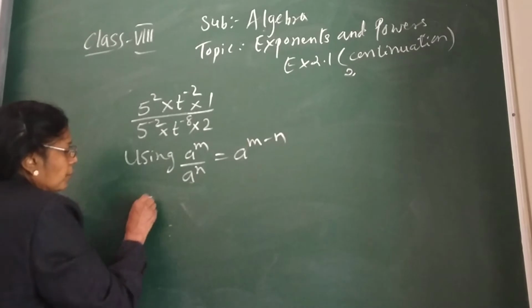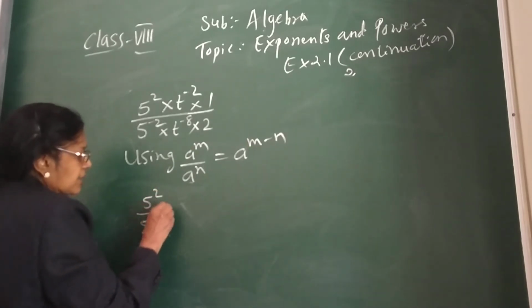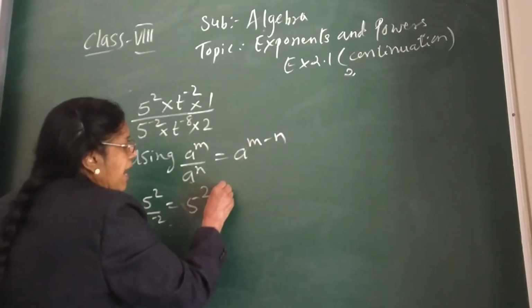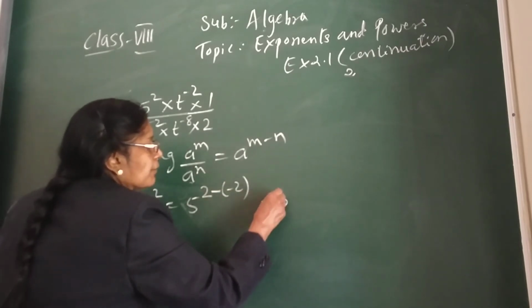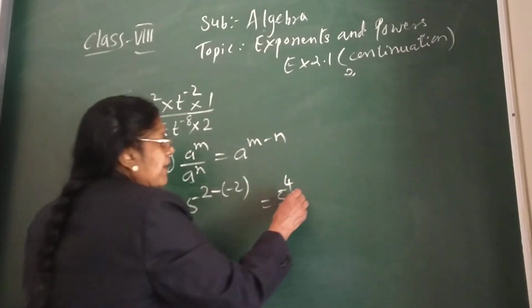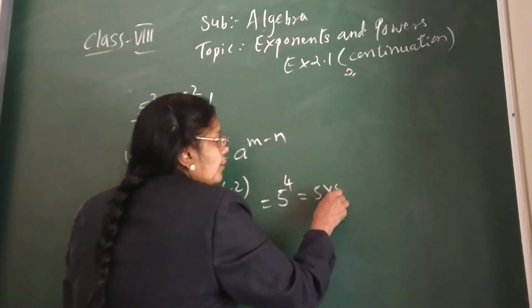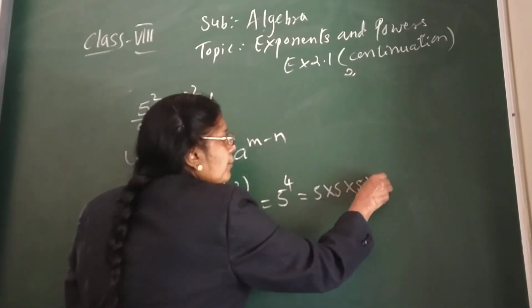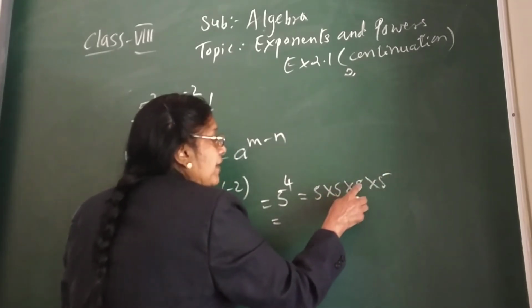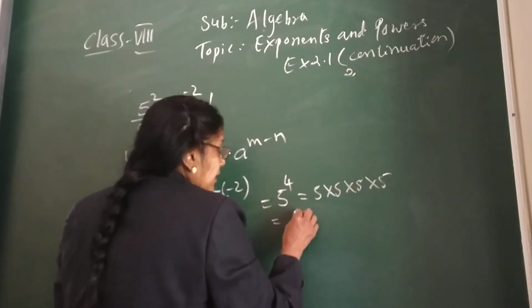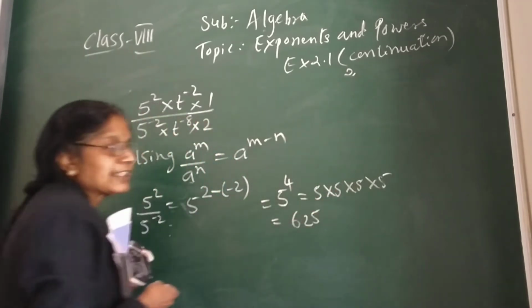5 to the power of 2 divided by 5 to the power of minus 2 is equal to 5 to the power of 2 minus of minus 2, which is equal to 5 to the power of 4. How much is 5 to the power of 4? 5 into 5 into 5 into 5. 5 5s are 25, 25 5s are 125, 125 5s are 625.